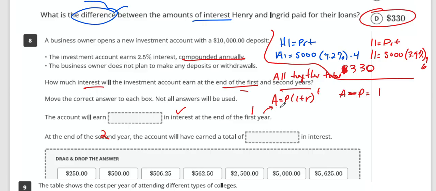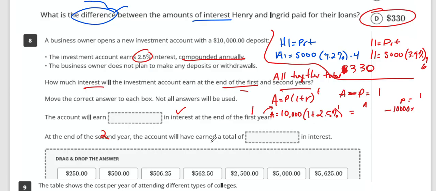So let's plug in the numbers here. A is equal to 10,000 times 1 plus, what is that first, 2.5% to the 1 year. That's for 1 year, right? But then whatever I get, I'm going to have to subtract. I'm going to subtract the principal of 10,000, and that'll give me my interest. This is my A minus the principal, and that'll give me my interest.